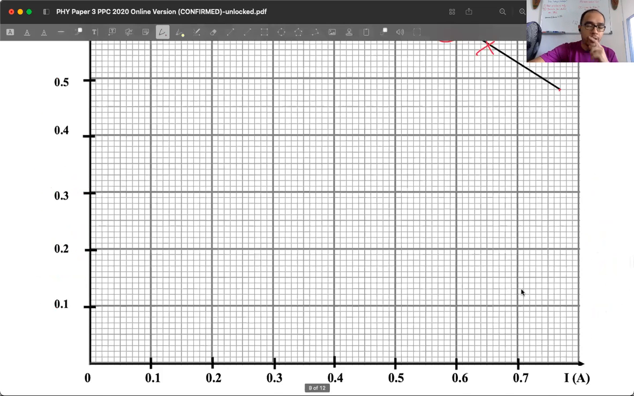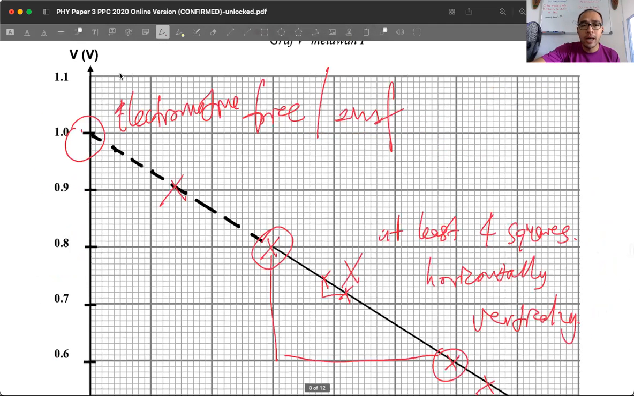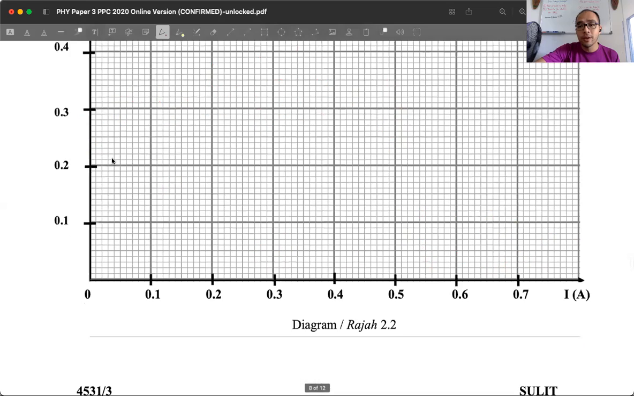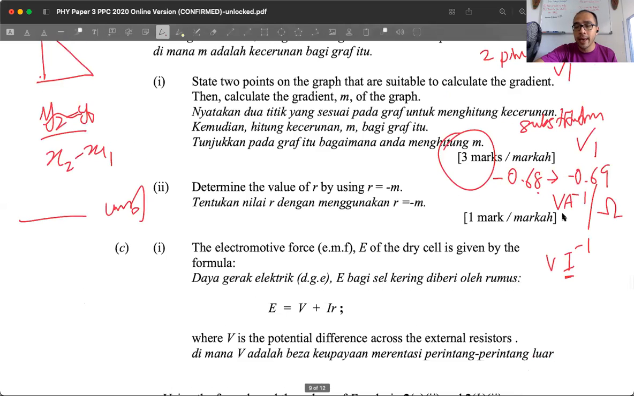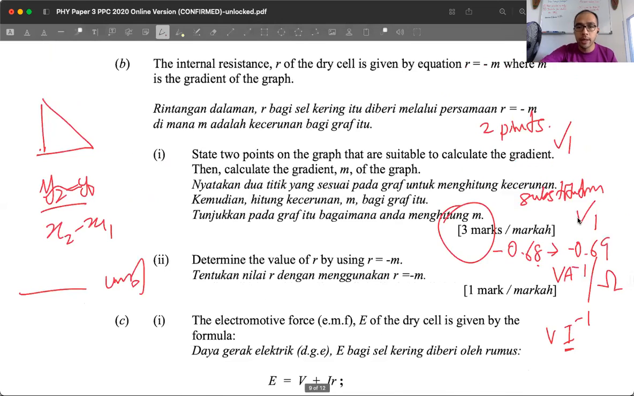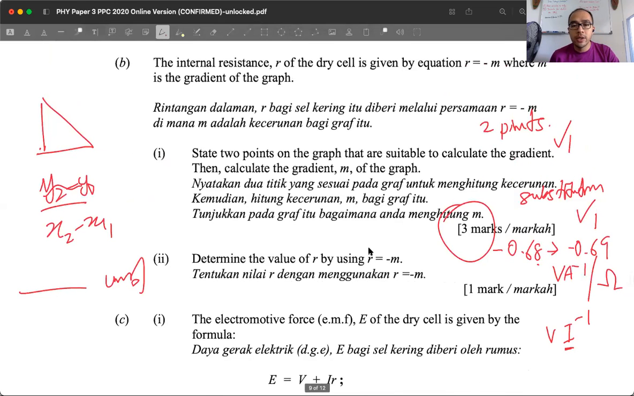The graph already gives the unit. Okay, if you don't know what is a unit, take the unit from the graph. Okay, just make sure that for the X unit you give negative 1 only. Okay, determine the value of R by using R equals to negative M. Okay, so all you have to do is just change this negative to positive.